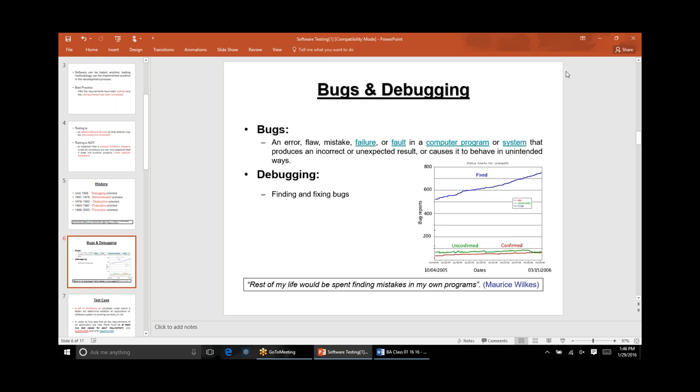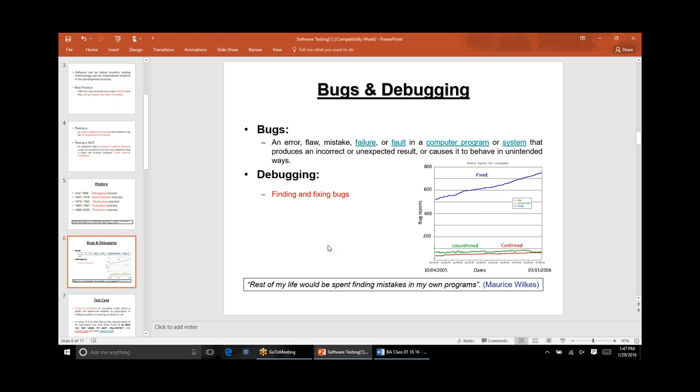Bugs is a very common term which is being used in testing environments and testing scenarios. Bug basically pertains to a defect, a mistake, a flaw, a problem. If a system or program is not working for some reason, that is called a bug. It's a very common term used in testing. Now, debugging, I would also like you guys to make a note of the word debugging. Debugging is a process of finding bugs and fixing those bugs.